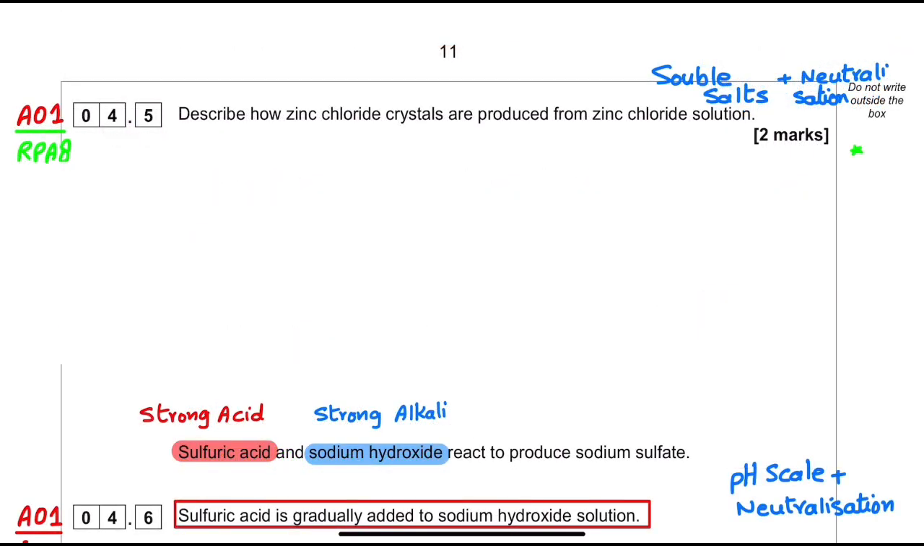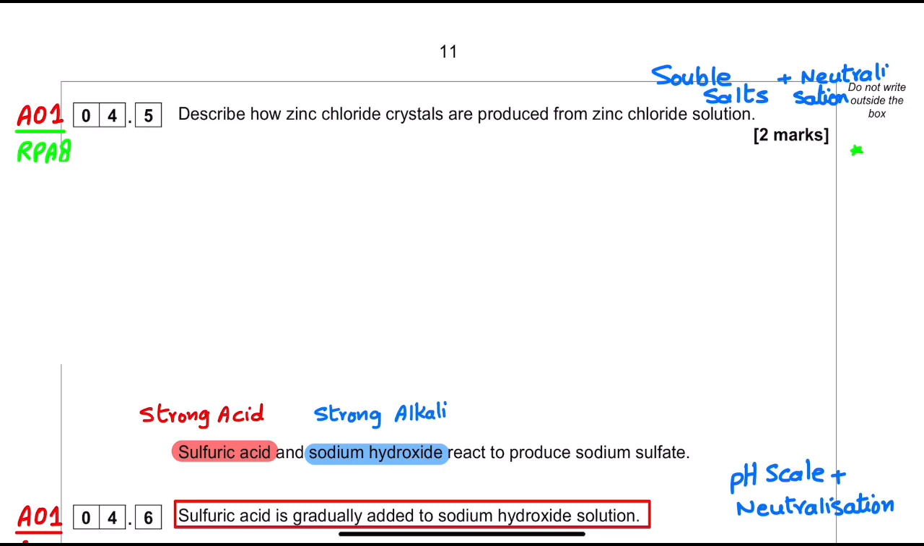4.5 is an AO1 question from practical activity number 8, and this is from the topic of soluble salts and neutralization. Describe how zinc chloride crystals are produced from zinc chloride solution.